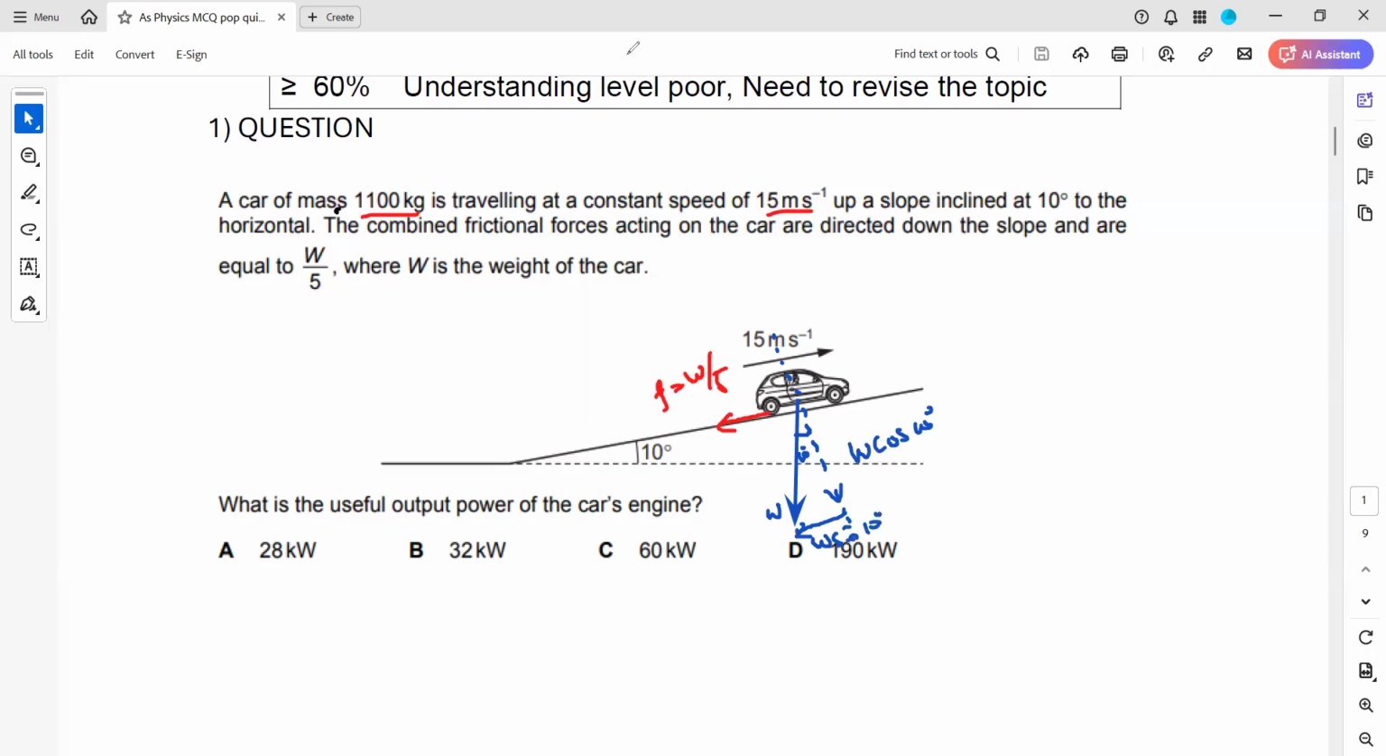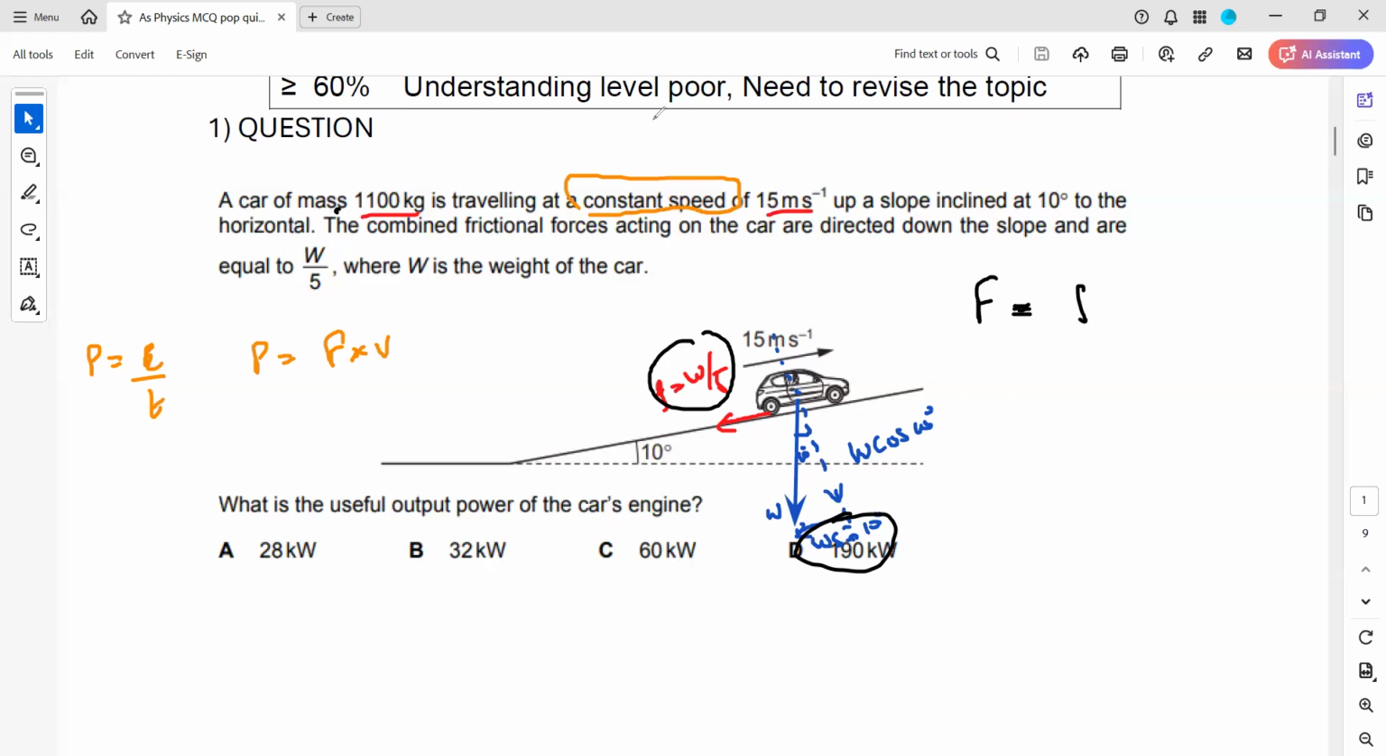As we need the power, there are different formulas for power. Power is energy divided by time, or rate of work done. There's also another formula: if we know the speed, the power is force multiplied by speed. If the car is moving at a constant speed, there will be no resultant force. But how much force does it need to overcome the frictional force? The frictional force is W by 5, and the component of the weight also opposing the motion on the inclined surface is W sine 10 degrees. So what is the total force to move this car at a constant speed on the inclined surface?